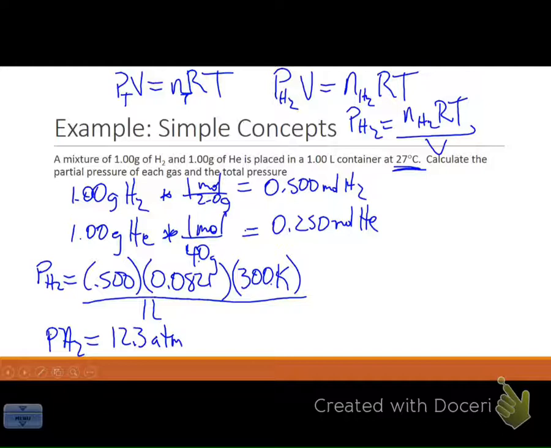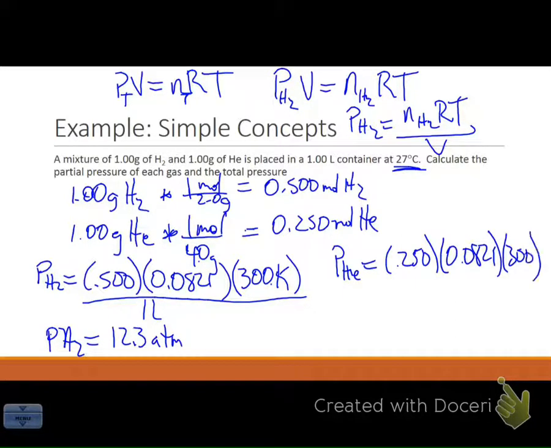Okay. Let's do the same thing for helium. And instead of 0.5, our moles are 0.25. R is the same. Temperature is the same. And volume is the same. So this will give me a number here, 6.16 atmospheres. So that's the partial pressure of each gas.